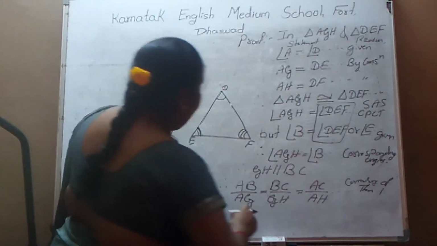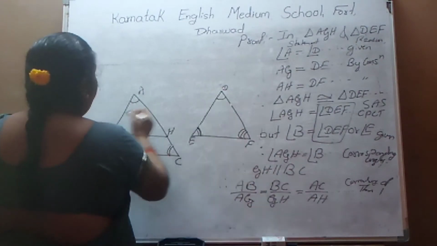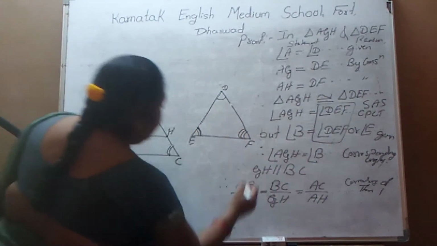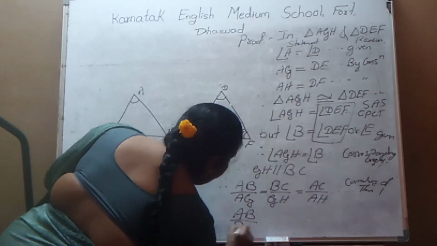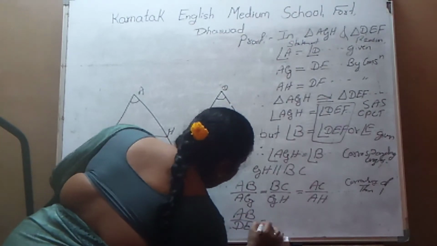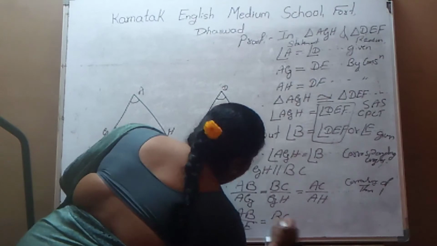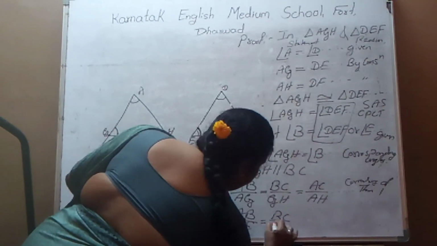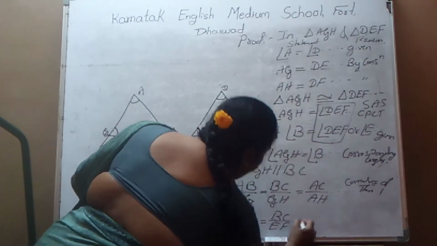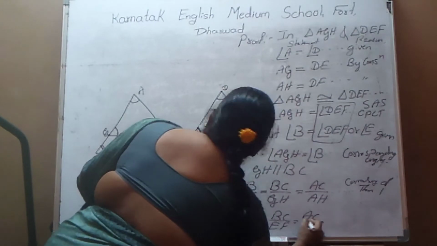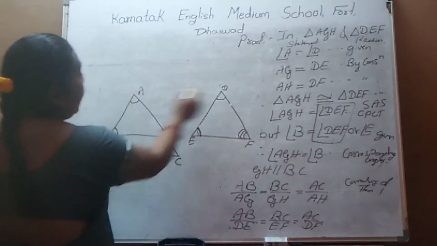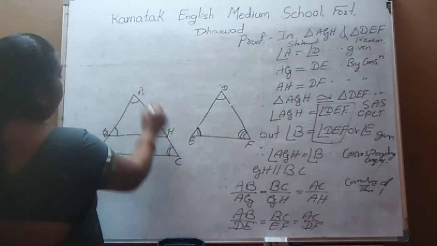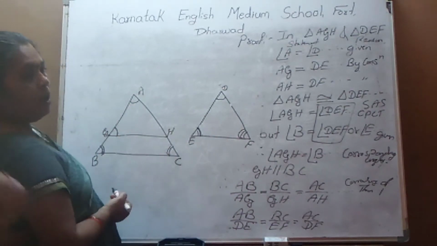But AG is equal to what you only constructed. AG is equal to what? AB upon DE is equal to BC upon EF is equal to AC upon DF. Because these two triangles are congruent, their sides are also equal.